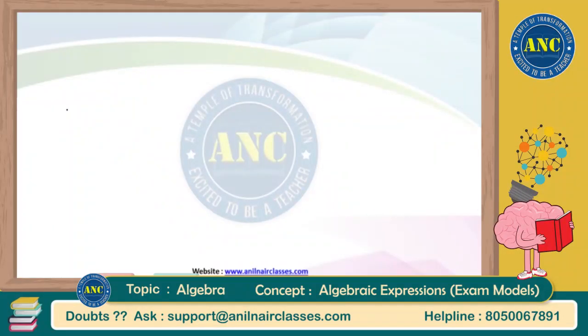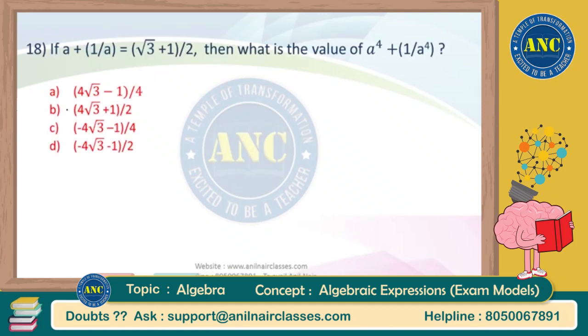Question number 18. Now, see here. Every possible variety I want to touch upon, sir. Now, a plus 1 by a is equal to something, and that something is not just a whole number, it's a rational number this time. We need a power 4 plus 1 by a power 4.